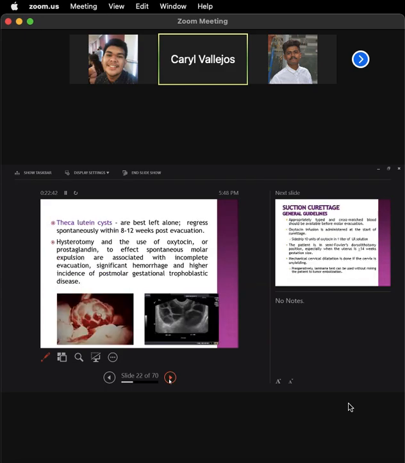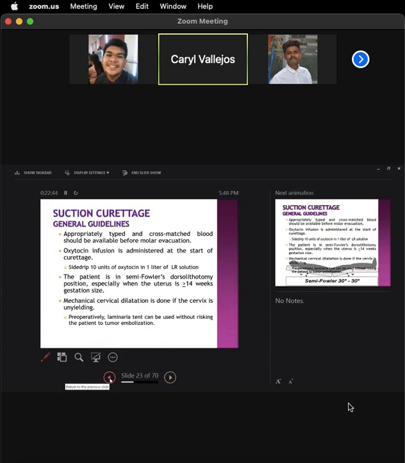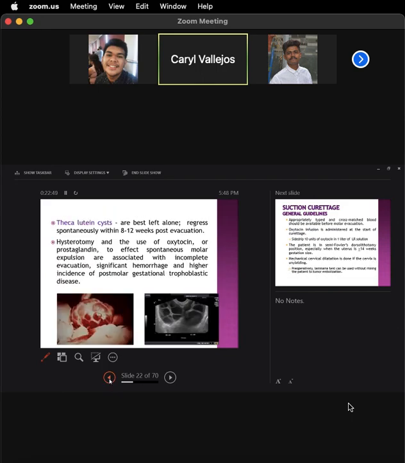Said again, the theca lutein cyst is present in your complete hydatidiform mole. But then, they are best left alone because theca lutein cysts will regress spontaneously within 8 to 12 weeks post-evacuation. Hysterotomy and the use of oxytocin or prostaglandins to effect spontaneous expulsion are associated with incomplete evacuation, significant hemorrhage, and higher incidence of post-molar gestational trophoblastic disease.